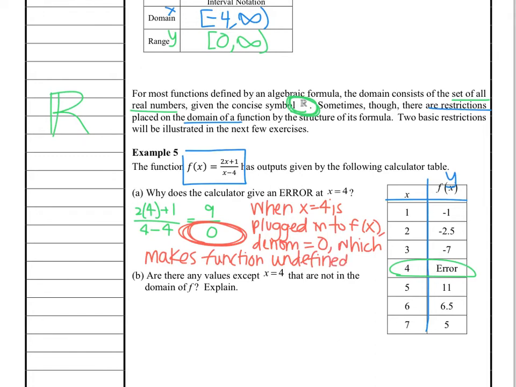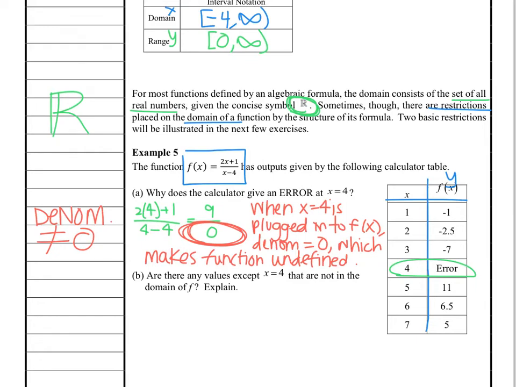So again, when the denominator is 0, that's a bad thing. Denominator can never be equal to 0. Okay? So that's a restriction on this domain, because if the denominator comes out to be 0, then that x value, the domain value, cannot be included.